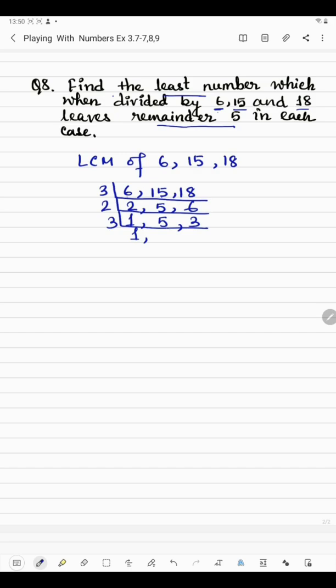5 also again will not be divisible by 3, so 5 will be here. So 3 ones are 3. Then 5 ones are 5. So the LCM of 6, 15 and 18 is 2 into 3 into 3 into 5. So 3 2s are 6, 6 3s are 18, 18 5s are 90. So 90 is the number.